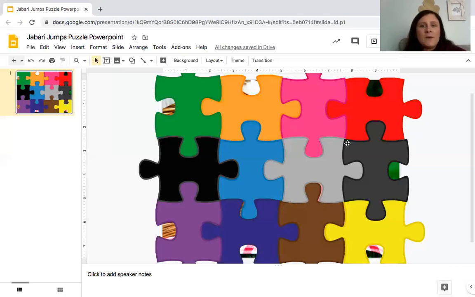So first, I want you to look at the puzzle and see, what do you predict is under the puzzle? All the pieces are on there. So it's kind of like looking at the cover of the book. We haven't seen enough of it to know exactly what it is, but we might be able to make a pretty good prediction. So turn and talk and tell someone what you think is under the puzzle.